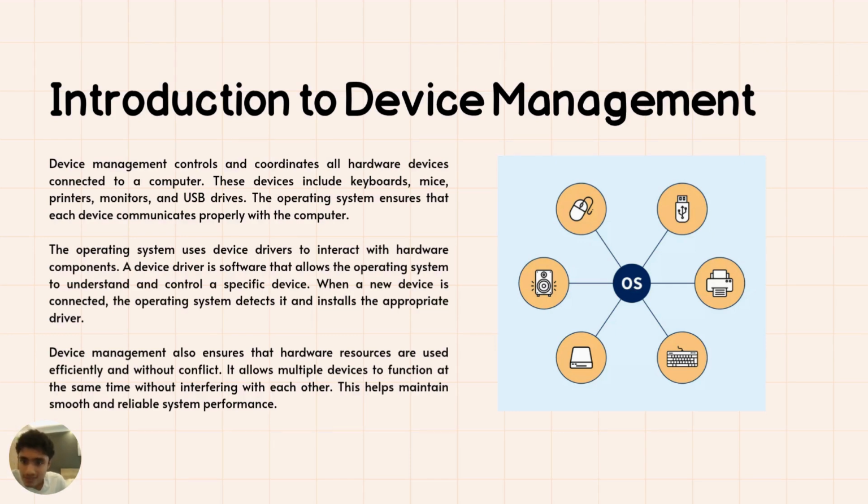And storage devices such as USB drives and external hard disks, which are also your output devices. The operating system, or your OS, basically ensures that all of these devices are able to communicate properly with each other. They're able to coordinate with the computer, and they're able to function efficiently. Device management also ensures that hardware resources are used efficiently and without conflict, or without having them crash or shut down. It controls how multiple devices are able to operate simultaneously.